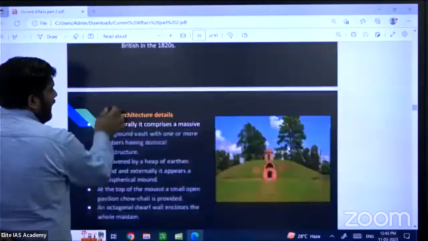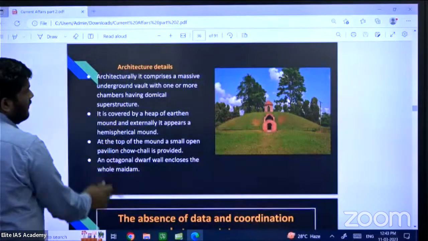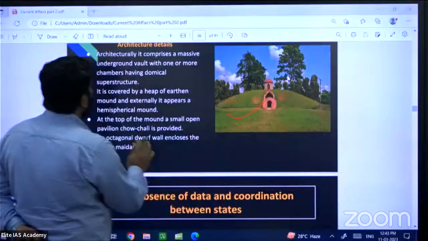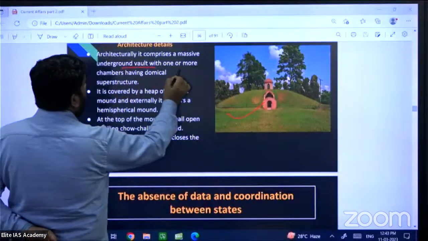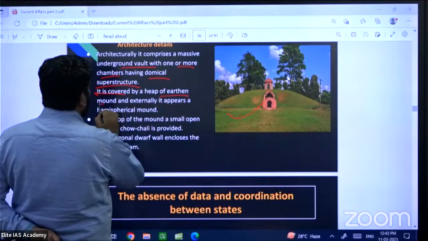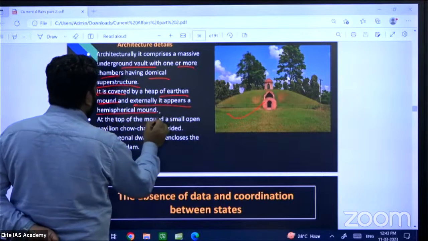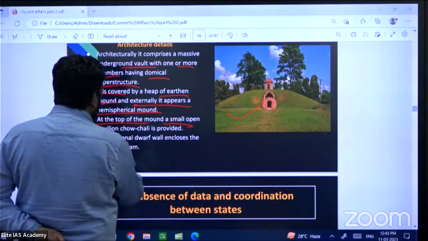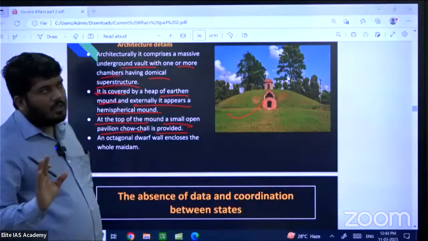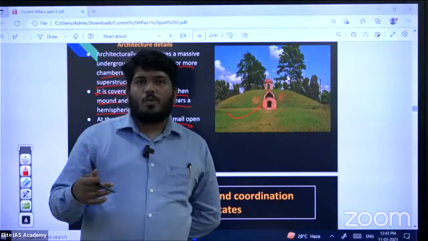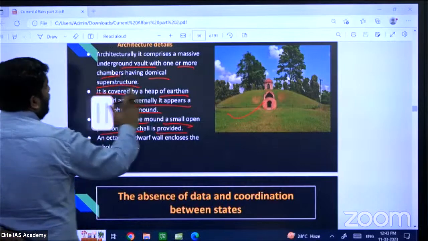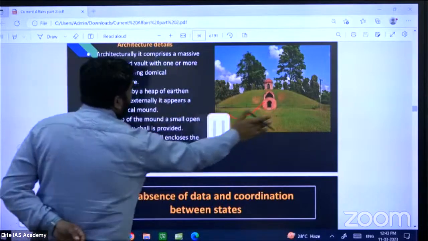How does the structure look? I'll explain. Here is the shape of the structure. It has an underground vault, with one or more chambers having a domical superstructure. It is covered by a heap of earthen mound and externally appears as a hemispherical mound. At the top of the mound, a small opening is provided. So this was the shape. You can read simply why it is in the news, because it is included or going to be included in the UNESCO World Heritage Site. You have to read that much only. No need to read the explanation, as it is not required for UPSC purposes.